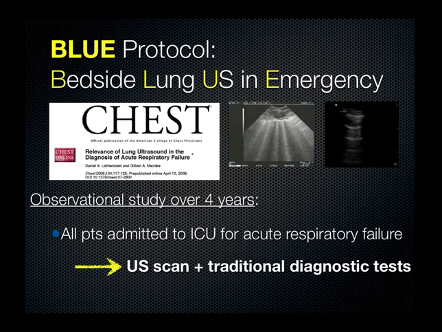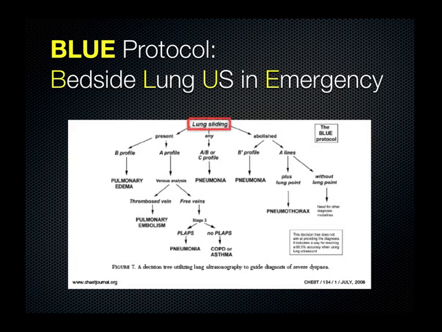This was an observational study over 4 years, and it took all of the patients submitted to his ICU with one sonographer scanning their chest. He created this algorithm to help lead you to the diagnosis earlier. First, he started with lung sliding, and he looked to see if it was present or absent. If lung sliding was present, then the next thing he looked for was whether there was a predominance of B lines or a predominance of A lines.